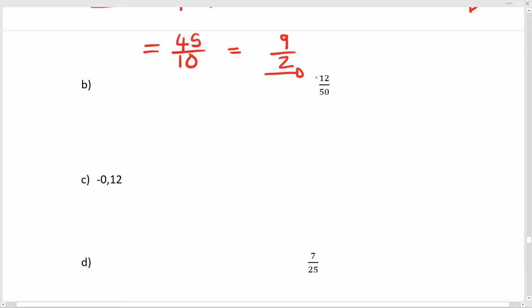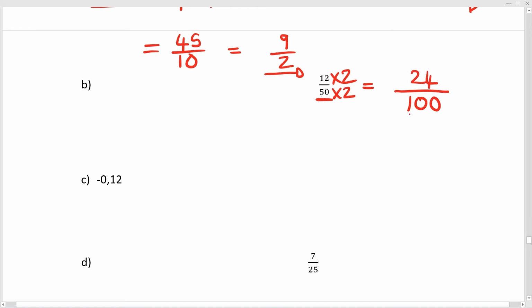Changing 12 out of 50 into a decimal fraction would be more useful if we could get it, instead of out of 50, out of 10 or 100 or 1,000. So it's going to feel quite similar to converting to percentage. 50 can be converted to something out of 100. 50 multiplies by 2 to get 100. 12 multiplies by 2 and we'll get 24.